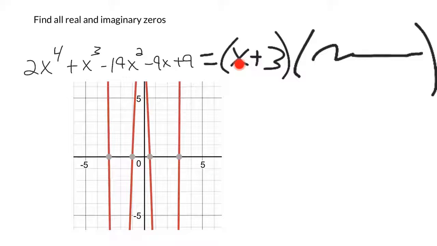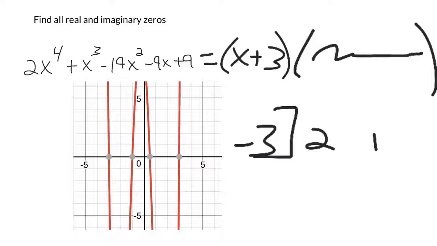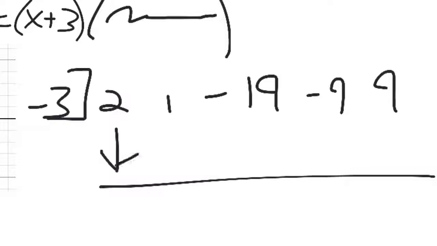Okay, now that we know that -3 is a root, let's find out what's left over. We'll use synthetic division. We'll put our root in a bracket. We'll copy down the coefficients of the thing we're trying to divide, which is the original polynomial. So I've got 2, 1, -19, -9, and 9. Then we carry down the first number, we multiply that by the root, then you add.